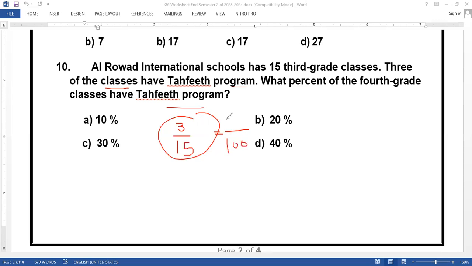So here X, here I don't know. For 15 to become 100, I multiply 15 by 6, it will become 90. Because I want the denominator to become 100. So 3 multiplied by 6 equals 18. 18 is very close to 20. This is if you want to do it in this way. Or we can do it in another way. So the answer is 20%. We can do it in another way. Let me show you.